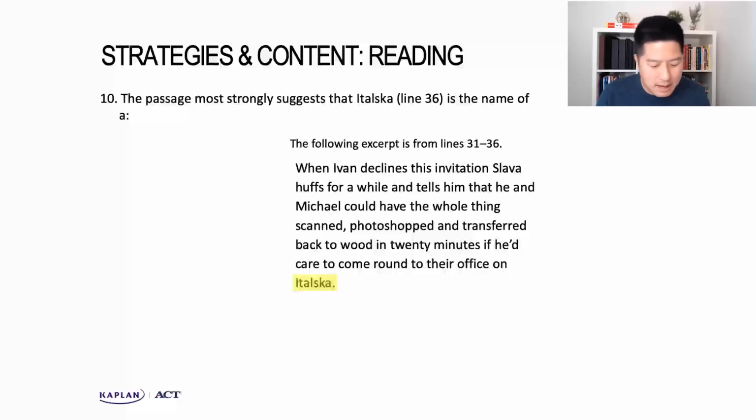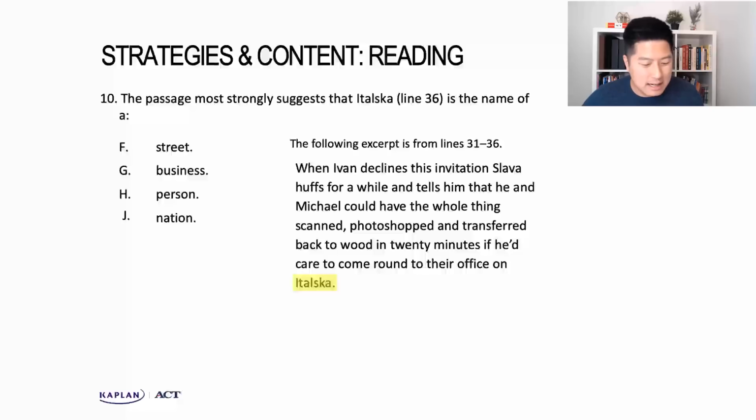And so instead we go back, we see it's talking about where their office is located. So my prediction would be something like a street name. And so if I look at the answer choices, we see a perfect match for that. F is definitely our answer. Let's choose it and move on.